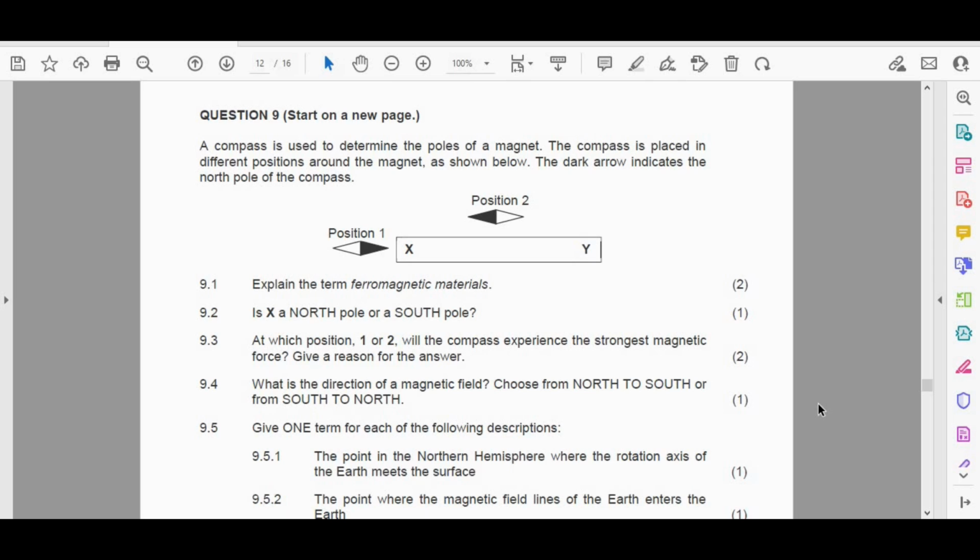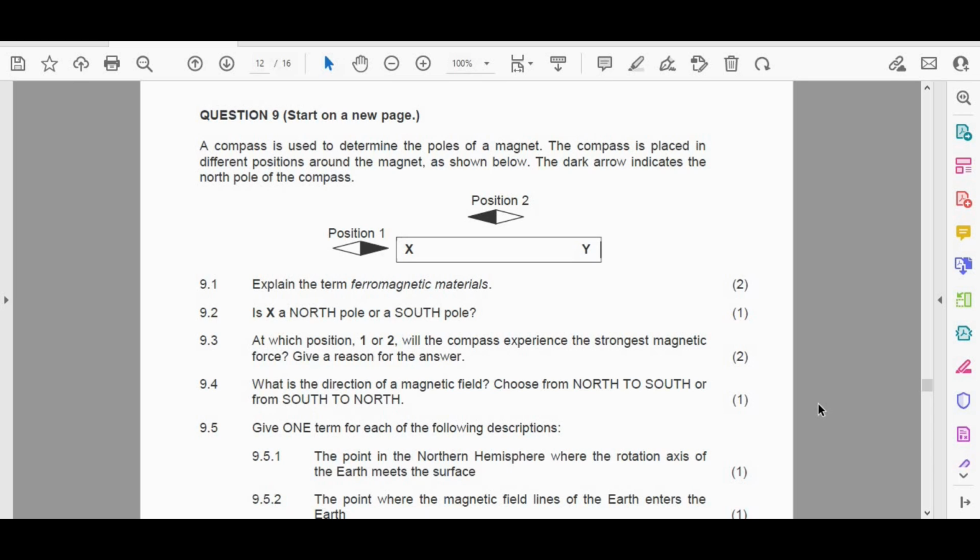Okay, position 1, there it is, and position 2, there it is. Definitely looks like X is the north pole, because both of them point to X. The dark part looks like X is the north pole of the magnet and Y would be the south pole of the magnet. Or am I wrong? The dark arrow indicates the north pole of the compass, and opposite poles attract. Well, tell you what, the question will probably clarify everything.